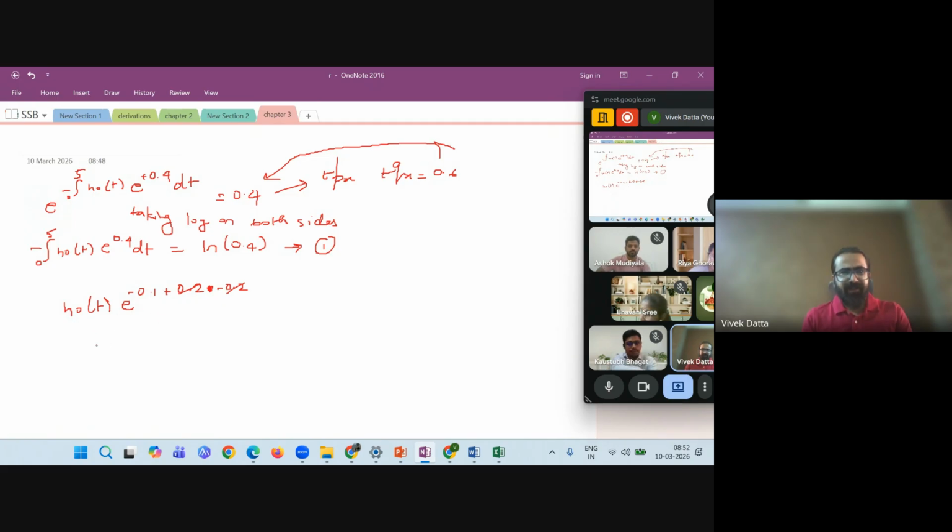So here we have to find the equation as e raised to minus 0 to 5 h naught t e raised to minus 0.1 dt is equal to question mark. This is what I need to find. And I already have this value with me. What is ln of 0.4?